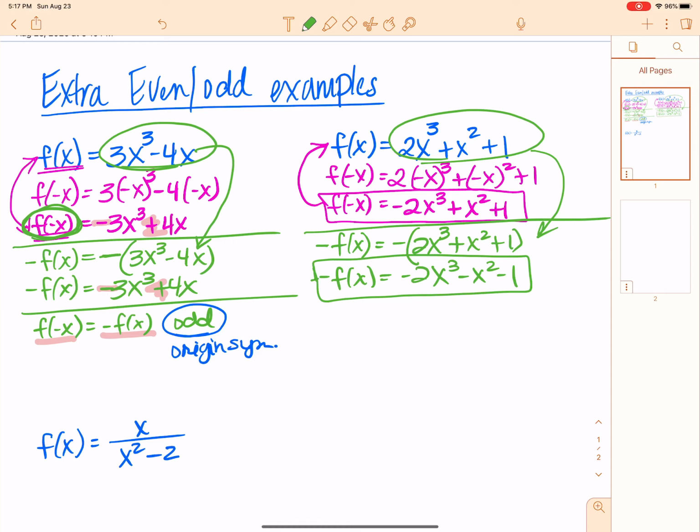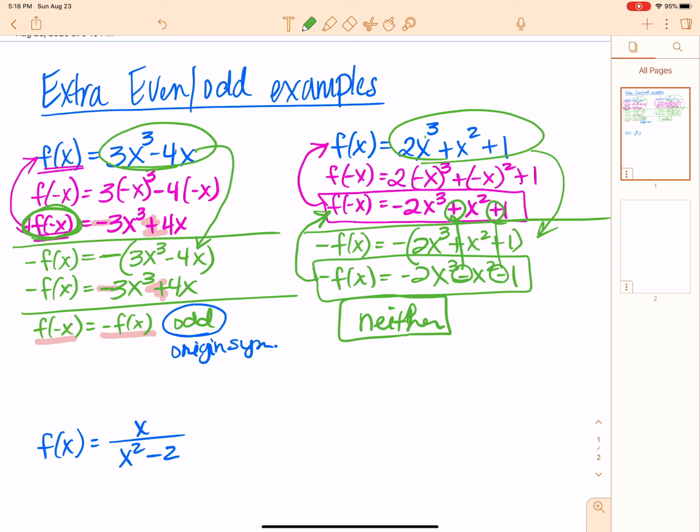Now ask yourself if this is equal to f of negative x. Well, if you'll notice, the signs here are different, so they are not equal to each other. That means it's neither even nor odd, because it doesn't have symmetry about the origin, and it doesn't have symmetry about the y-axis.